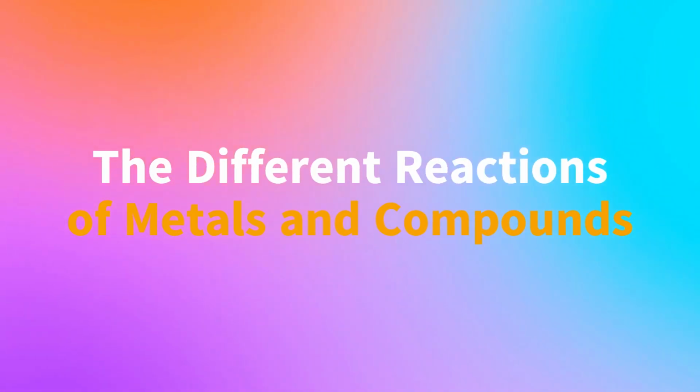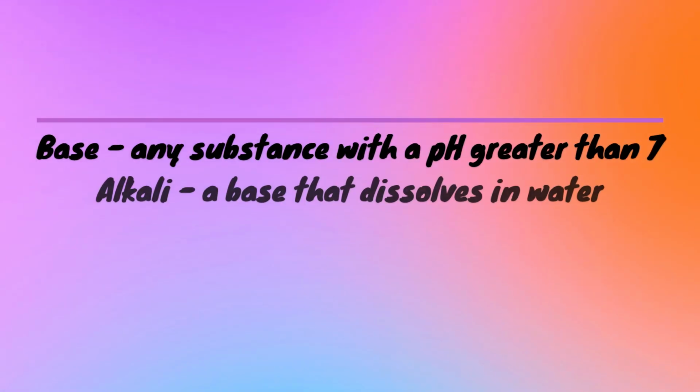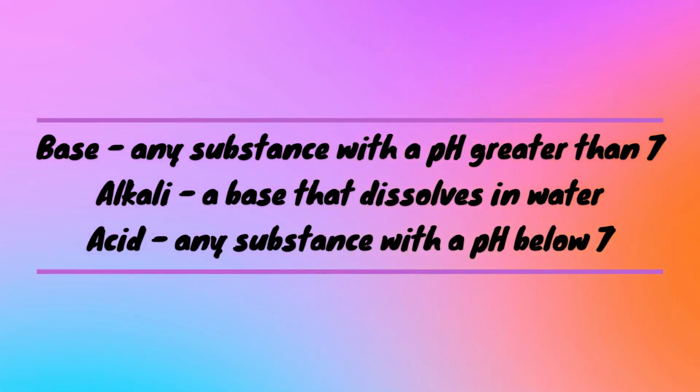Okay, so the first thing we're going to look at in C5 is the different reactions between metals and compounds. But first, there's a few key terms I want to define. A base is any substance with a pH greater than 7, so that would include metal hydroxides and metal oxides. An alkali is simply a base that dissolves in water, so that would include metal hydroxides. And an acid is any substance with a pH below 7.